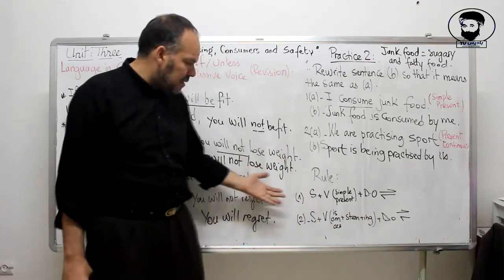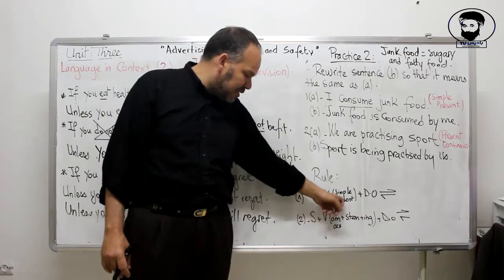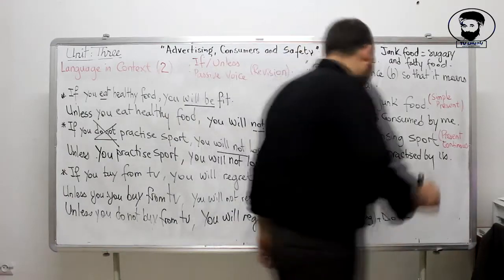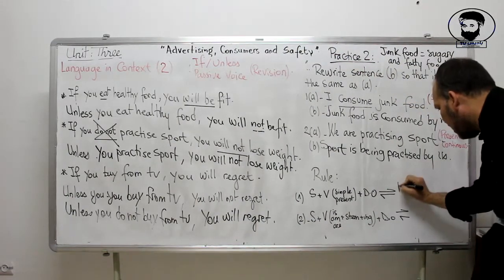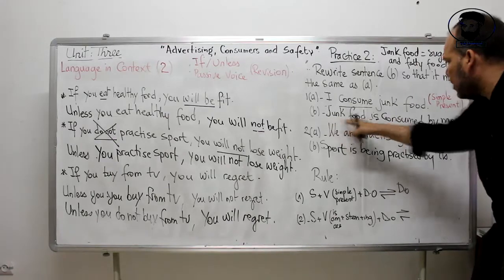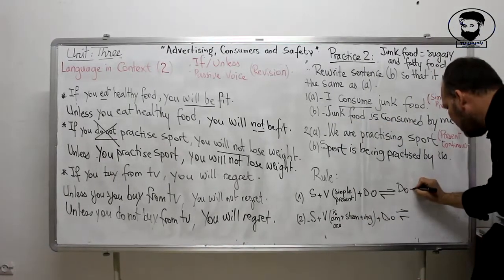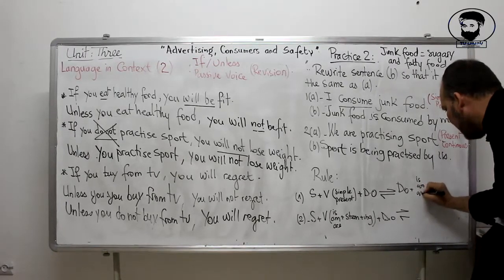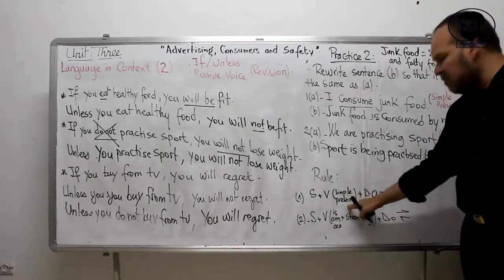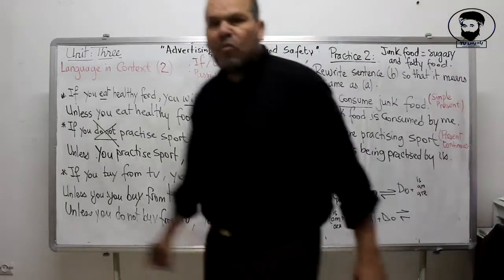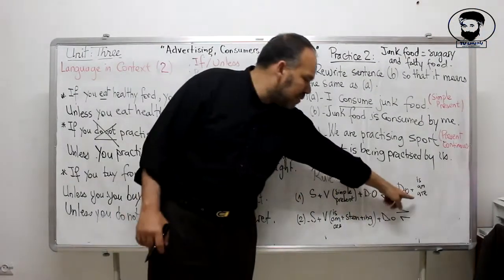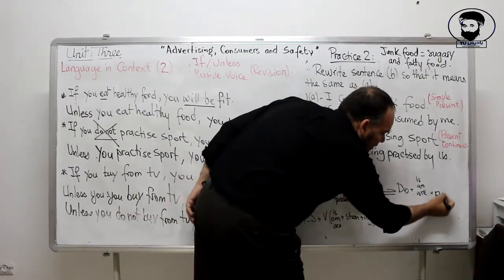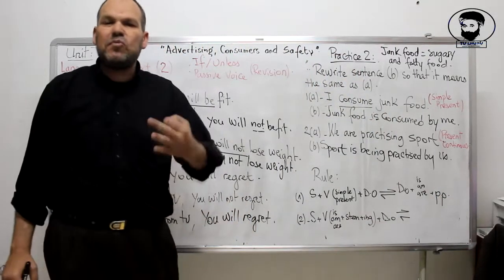Now, the rule says if there is a subject plus a verb in the simple present plus a direct object, in the passive voice we start with the direct object, junk food, plus automatically is or are. Why is or are? Because the verb is in the simple present, and so we must use to be in the simple present, plus the past participle of the verb. You must write the past participle.